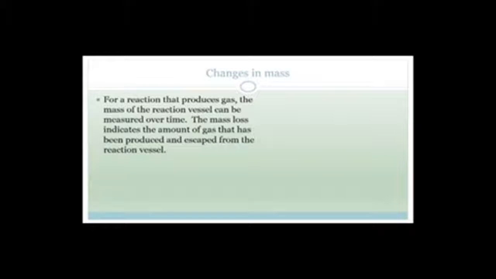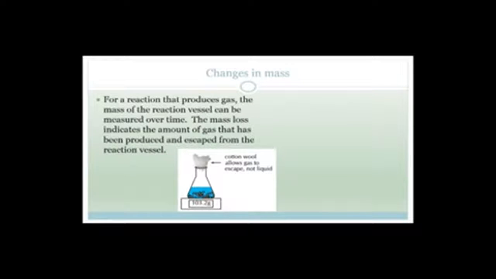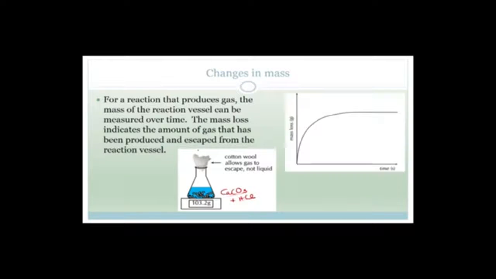Now, changes in mass, okay? If a reaction produces gas, like over here, for example, they might have calcium carbonate in a container with some hydrochloric acid. And what happens is it will react, and you'll end up with basically carbon dioxide escaping. The cotton wool allows the gas to escape, but not the liquid. But because there's a gas escaping, there is a change in mass. Okay. And what you'll end up with is a graph like this, where there'll be a huge change in mass.